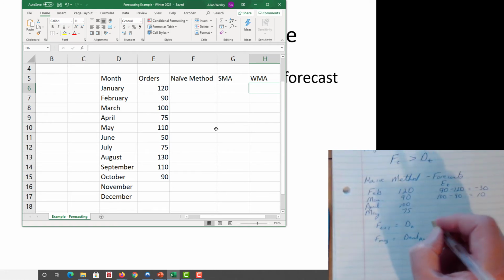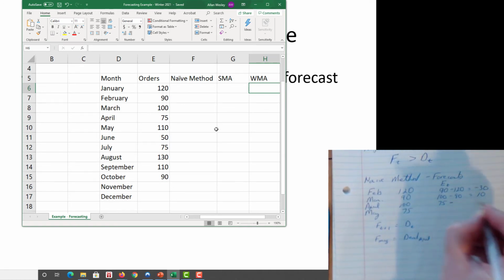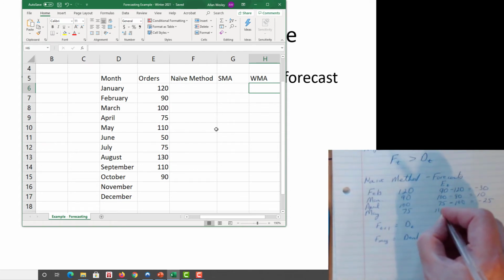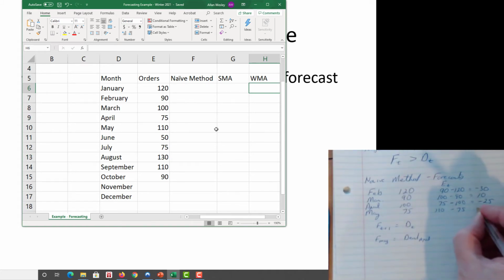How did we do in April? Well, actual demand in April was 75, reading that off the spreadsheet. We forecast 100. And so we have minus 25. How do we do in May? Ooh, May's really bad. 110 was the actual. Forecast was 75. And that's equal to 35 on the high side.